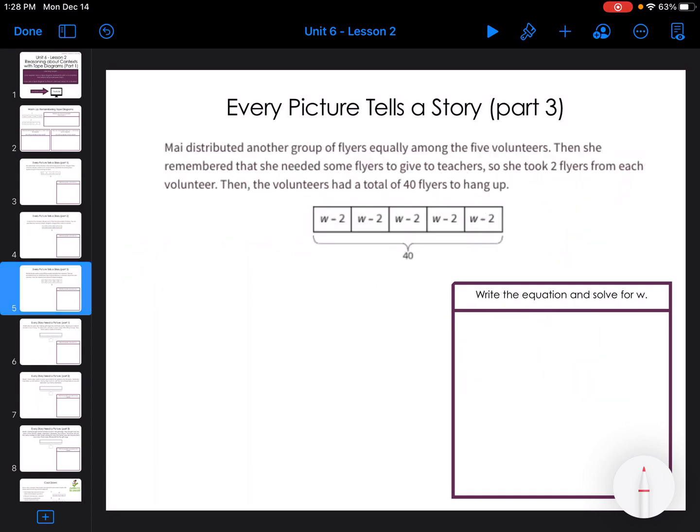For the next one, Mai distributed another group of flyers among 5 volunteers. She remembered that she needed some flyers to give to teachers, so she took 2 flyers from each volunteer. Then the volunteers had a total of 40 flyers to hang up. So I know that I have 40, and I want to get it into 1, 2, 3, 4, 5 groups, right? So I have to think 5 times what is 40? Well, it's 8. So I want each of these boxes to equal 8. So what minus 2 is going to give me 8? 10. So I know each of these W's is 10.